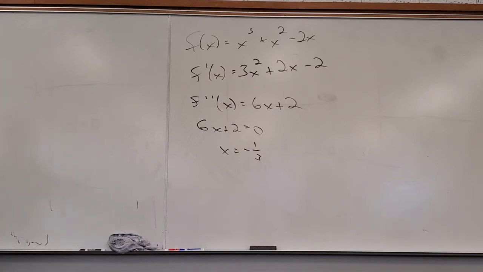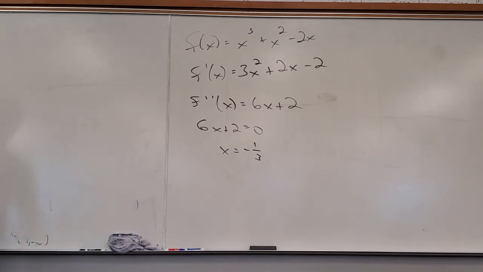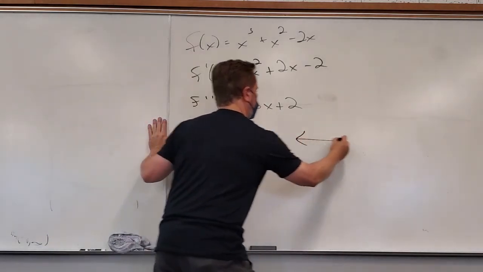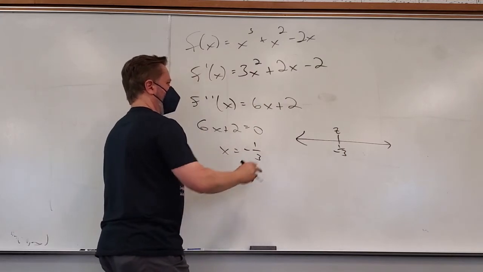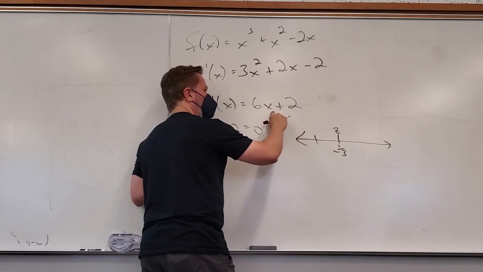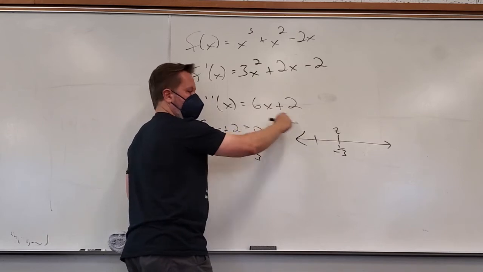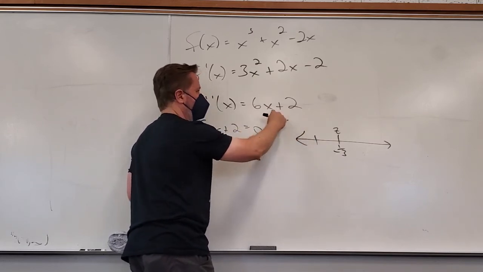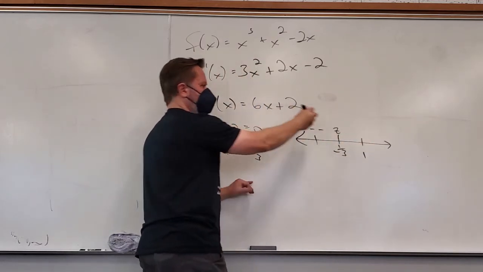Now, let's see real quick. How would I verify that it is concave down back there? I could make a sign diagram, right? If I plug in negative 1, what sign is this? Just picking a number back here, negative 1, that's negative. I could even plug in negative a billion, right? Just anything over there, it's negative. And if I plug in 1, it's positive.